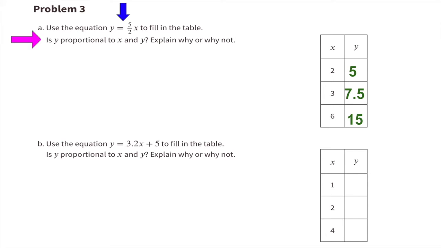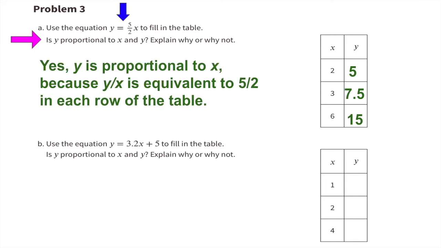Is y proportional to x? Explain why or why not. Yes, y is proportional to x because y divided by x is equivalent to 5 divided by 2 in each row of the table.